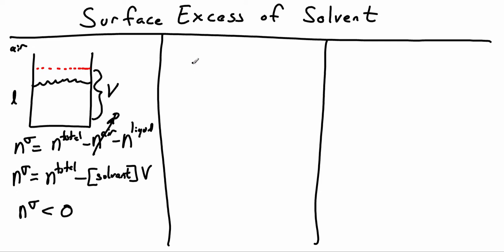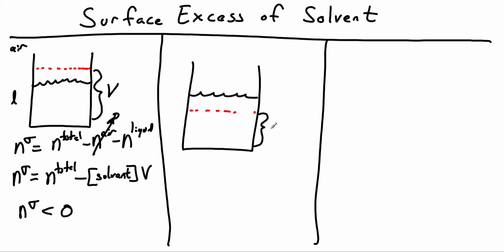On the other hand, we could imagine taking our solvent, putting it here. We could put our Gibbs dividing surface down here. And by doing so, we're defining the volume of liquid as being smaller than it actually is. So in this case, N for the solvent, the amount of solvent at the surface, is going to be the total amount minus air minus what's in the liquid phase.